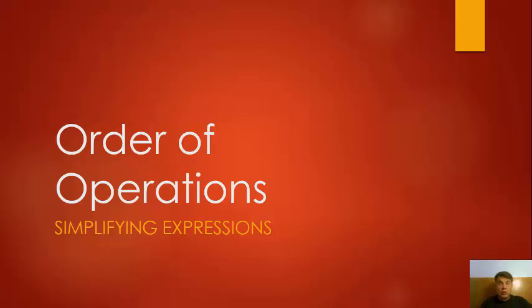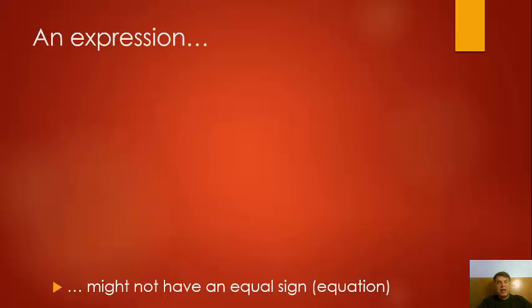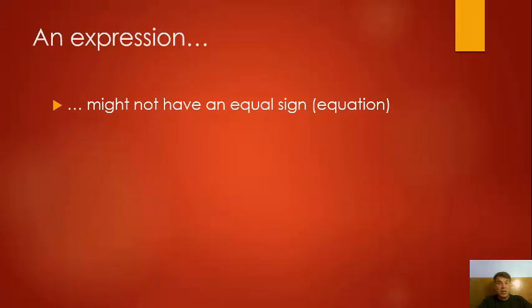Do you just do it in the order it comes? As it turns out, that's not the way we do it. So first of all, what is an expression? An expression might not have an equal sign. In other words, it might not be an equation exactly. It might just be like 4 plus, in parentheses, 3 minus 2. Or it might be, in brackets, 5 times (7 minus 3) squared, minus 6. We're going to put an equal sign after them if we evaluate them.